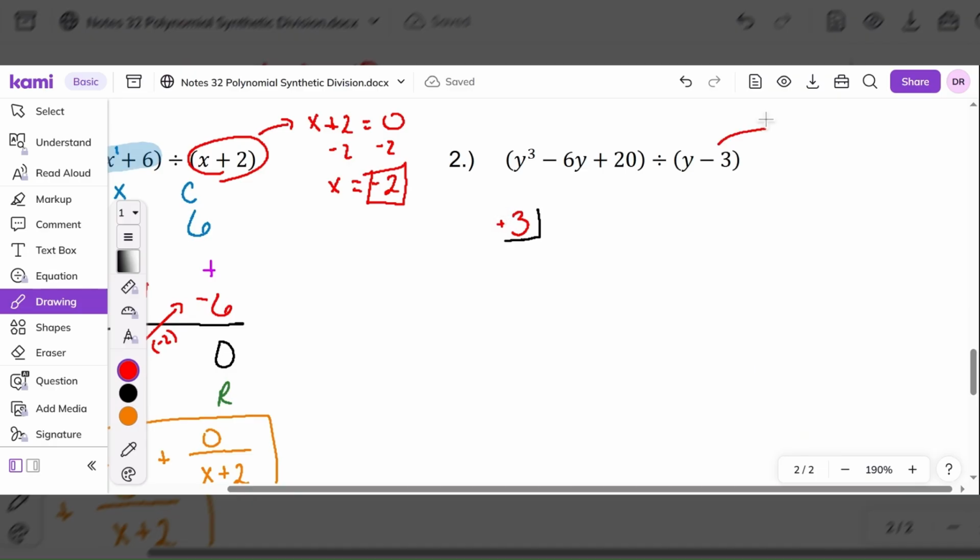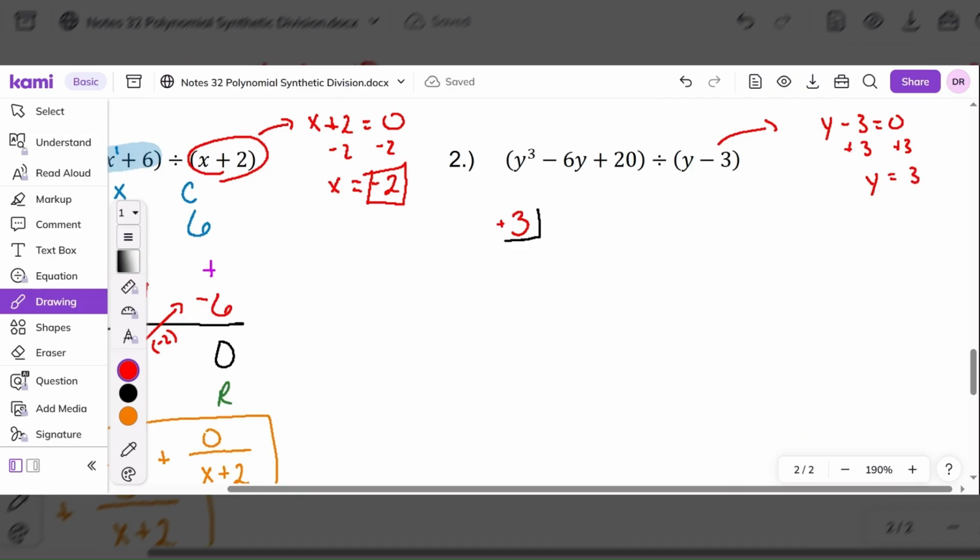If you wanted to actually calculate that, what you could do is be very formal and write this as y minus 3 equals 0 and solve for y by adding, and you'll see that y is equal to 3. But in that box is going to be the opposite of what you had.